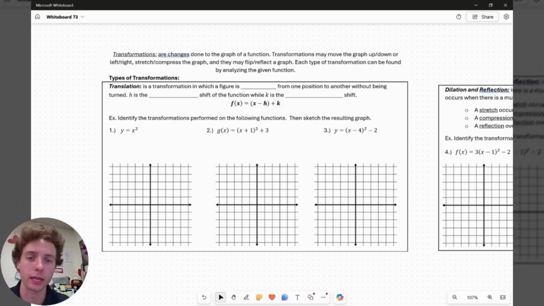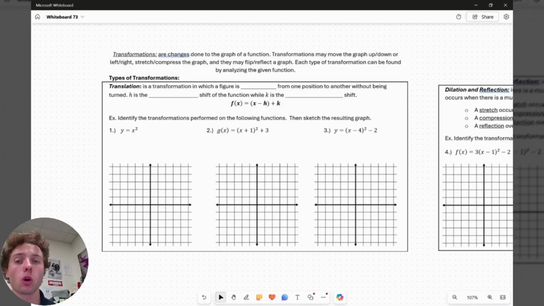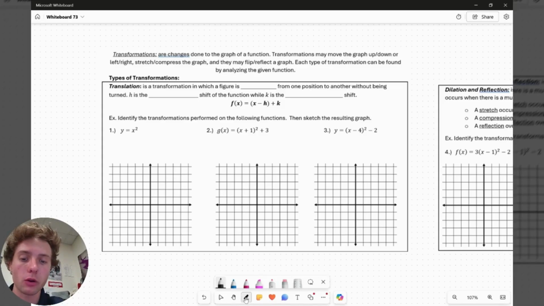We're looking at transformations. So, realize when you hear the word transformations or transform, what we are thinking about are changes, specifically changes to a function, a parent function, or changes to a graph. So, a few types of transformations we need to know. One type we need to know is what's called a translation.